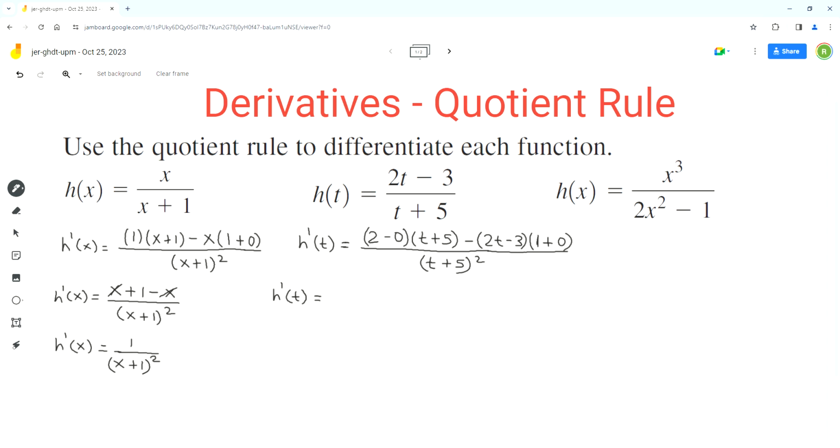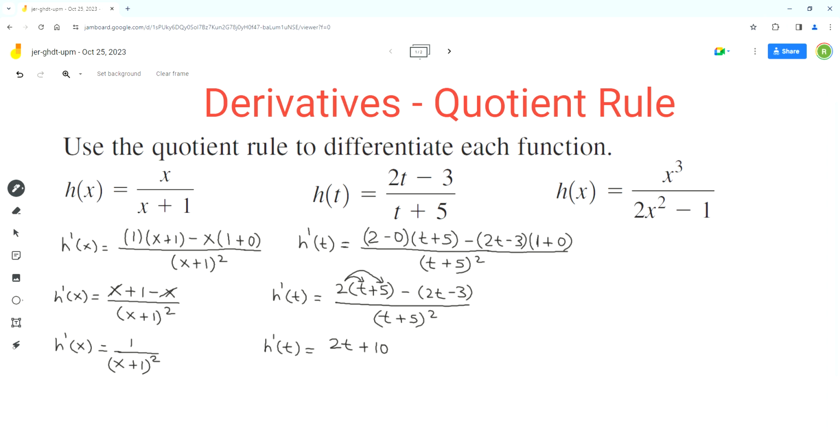Now we can simplify the numerator expression of h prime of t. So 2 minus 0 is just 2, so we get 2(t plus 5) minus, now in the second part 1 plus 0 is just 1, so that doesn't change the parentheses, (2t minus 3), over (t plus 5) squared. Now we can get rid of the parentheses in the numerator. So we distribute the 2 into the first parentheses, so we get 2t plus 10.